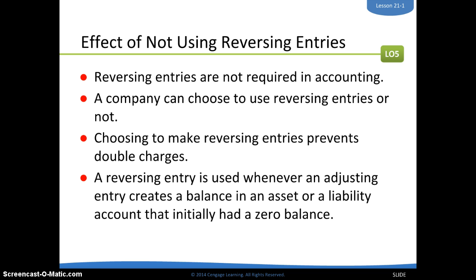You use a reversing entry. General rule of thumb, you use a reversing entry whenever an adjusting entry creates a balance in an asset or a liability account that initially had a zero balance. So if that adjusting entry creates a balance, then you really do want to reverse it.